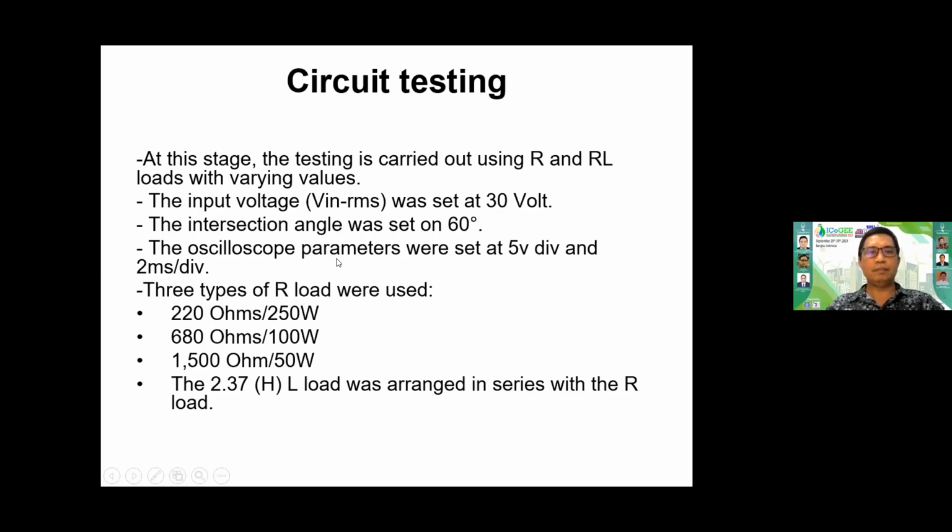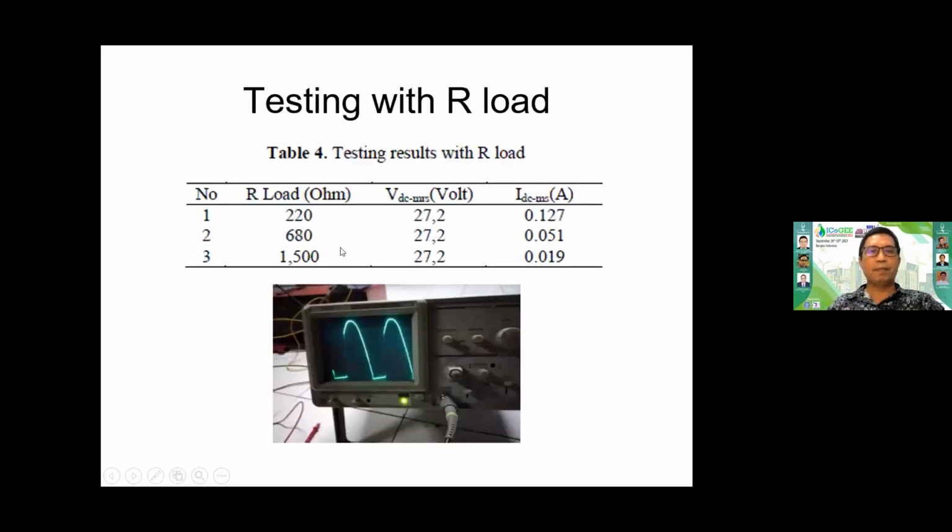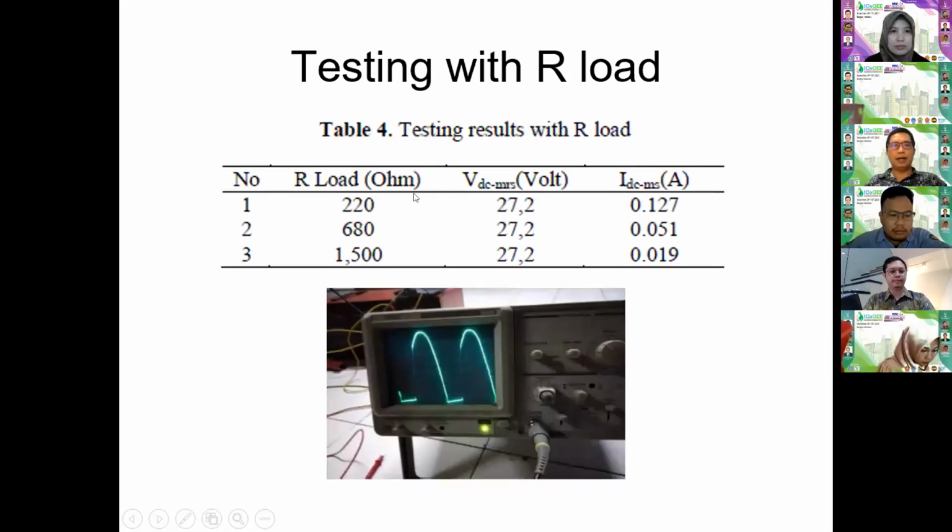Circuit testing. At this stage, the testing is carried out using L and RL loads with varying values. The input voltage is like the theoretical calculation. We also use 3 types of R load. This is the result from testing with R load.